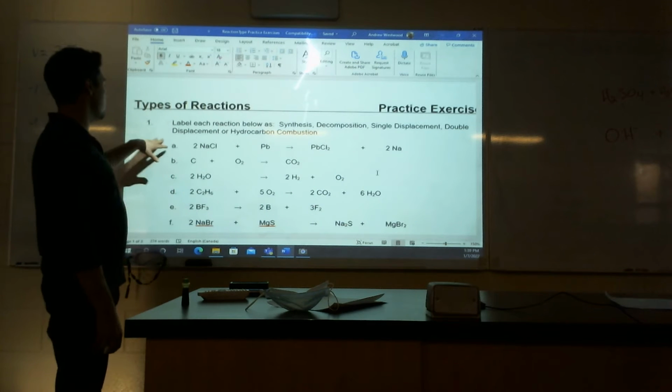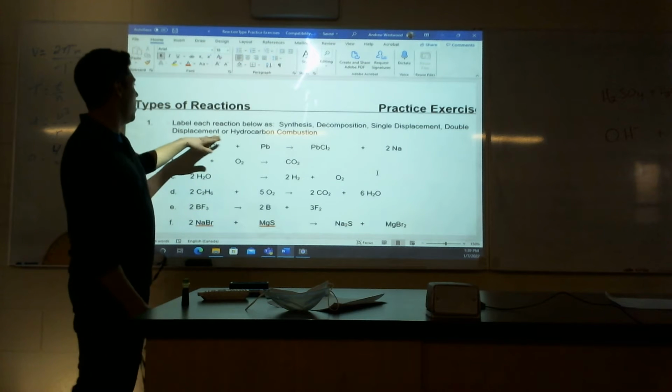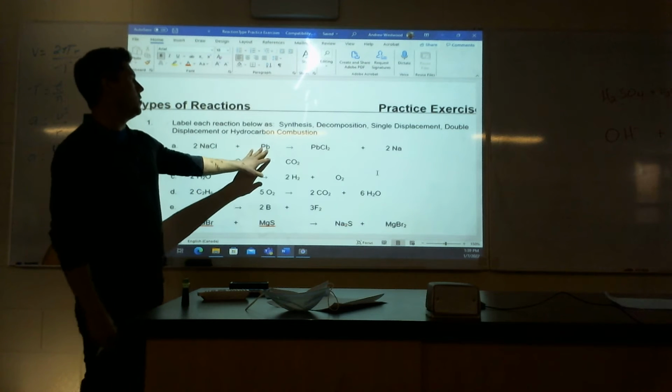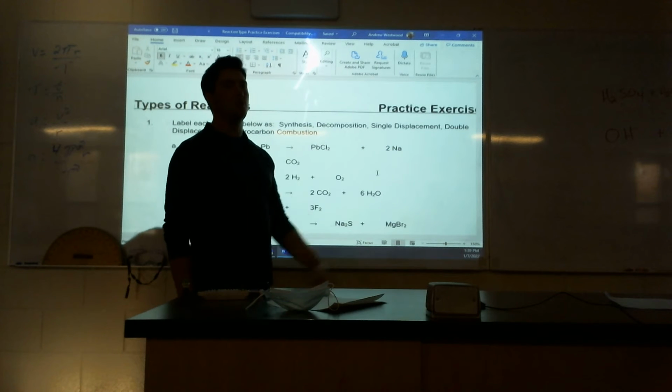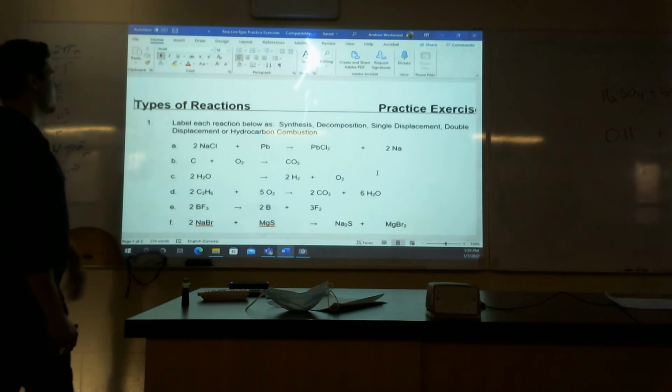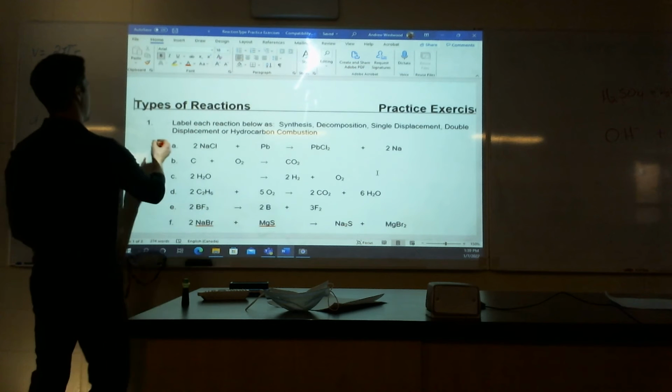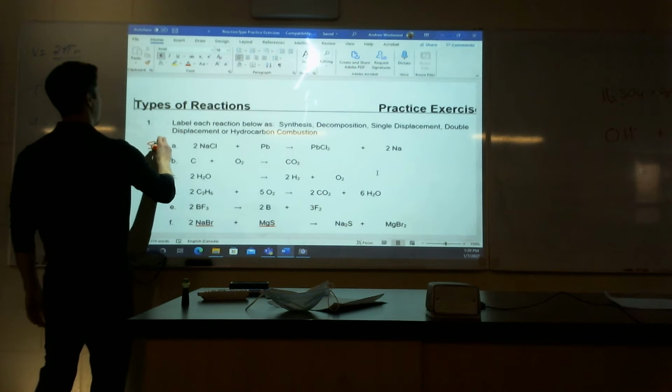So let's go through a few of these. First one, I have a compound and a single element. The 2 is there, it just means again there's the 2 of the Na, but still a compound and a single element. So this one is going to be our single displacement. I'm just going to put an SD here. Single displacement.